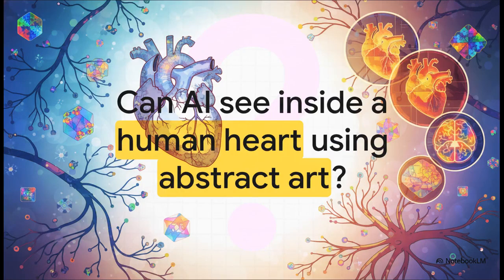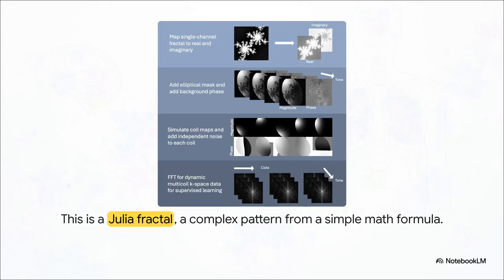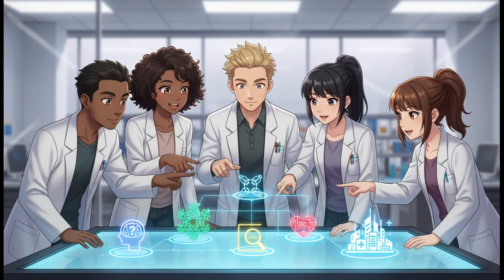Today, we're asking a wild question. Can AI learn about the human heart by studying abstract art? What you're seeing is a Julia fractal. The idea is to use this to train medical AI. Here's our game plan. We'll cover the big data problem, the math solution, the results, and what's next.